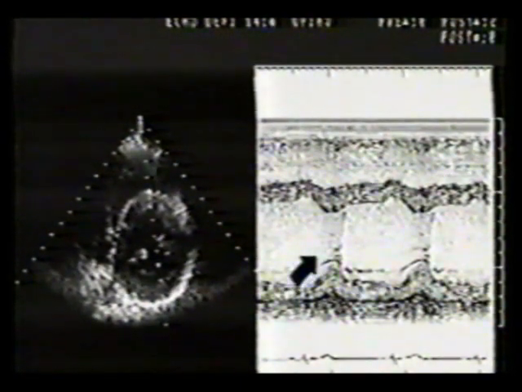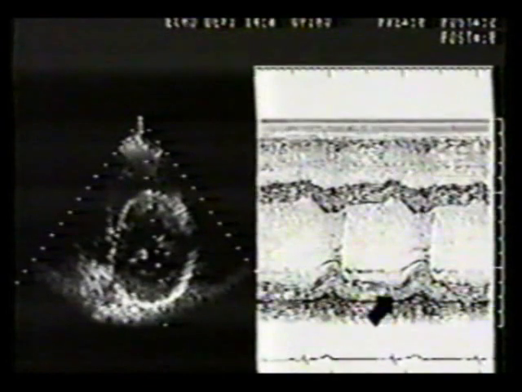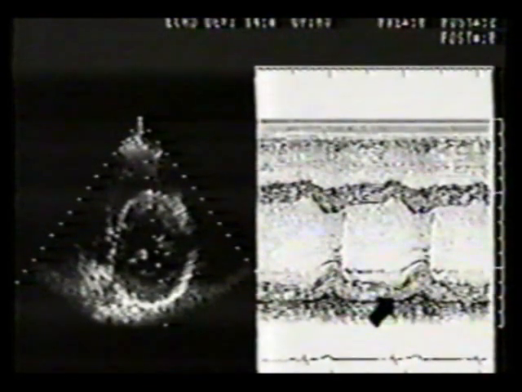The vertical axis represents the distance of various cardiac structures from the transducer. Time is represented along the horizontal axis. The M mode pattern thereby provides a means to precisely measure chamber dimensions, wall thicknesses, and valve excursions at any given point during the cardiac cycle.